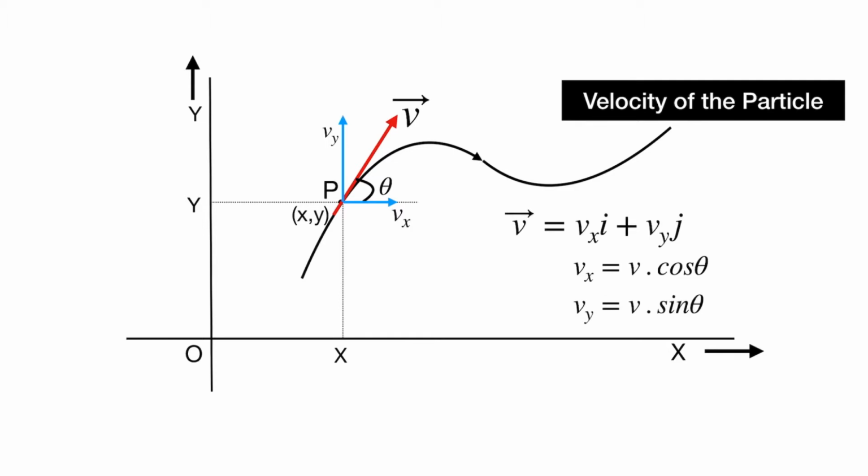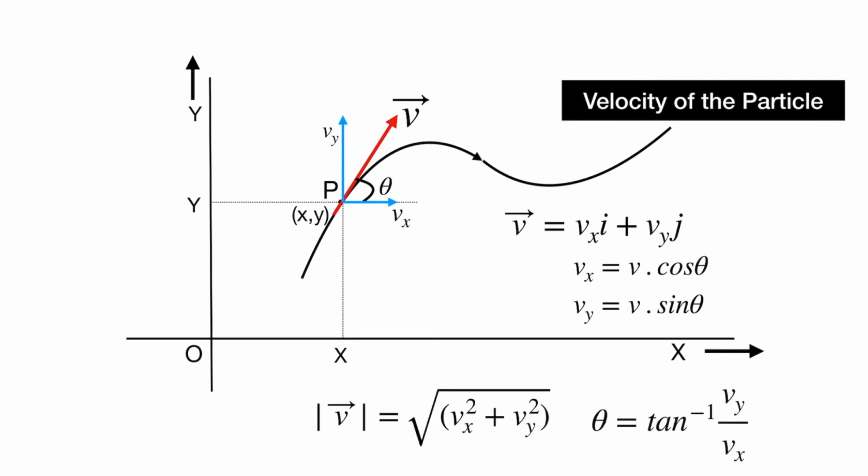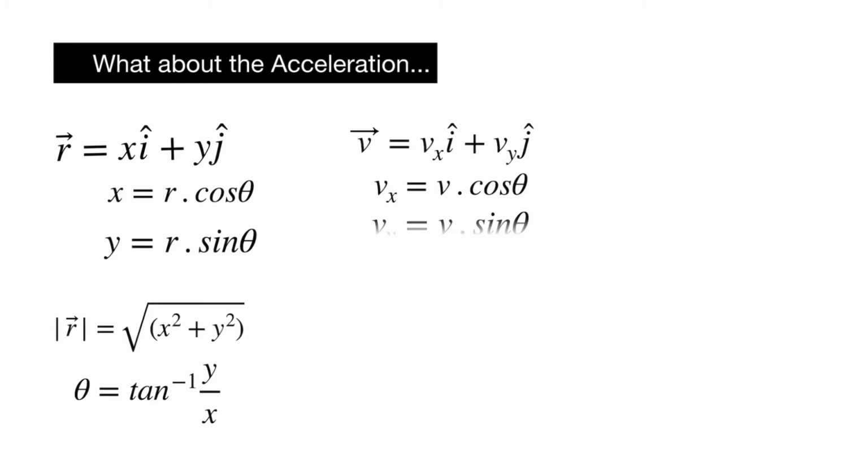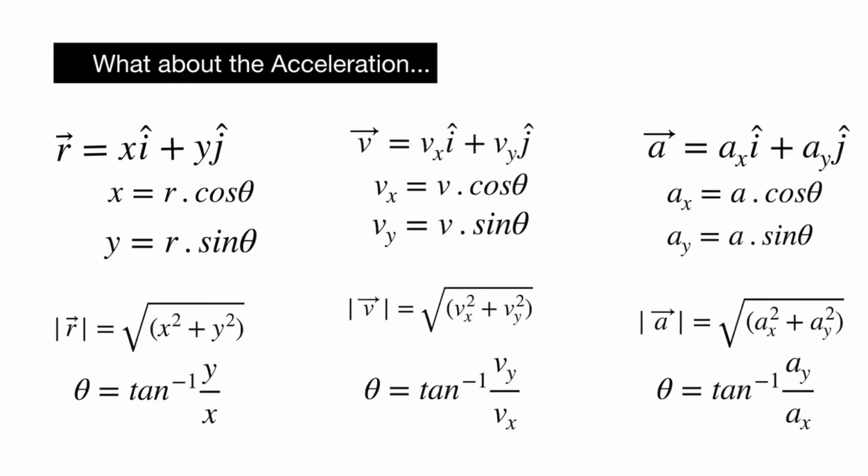Similarly, the magnitude of v can be represented by square root of vx square plus vy square, and the direction of v is given by tan inverse vy by vx. Now what about the acceleration? The way we have given the position vector and the velocity vector, similarly we give the acceleration vector. The acceleration vector can also be presented in its component form, where ax is the x component and ay is the y component of acceleration.